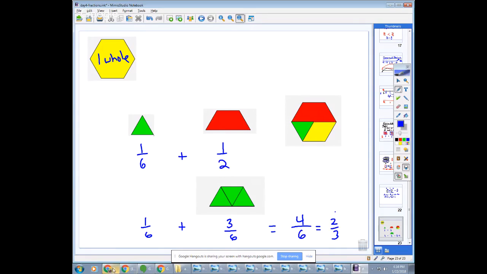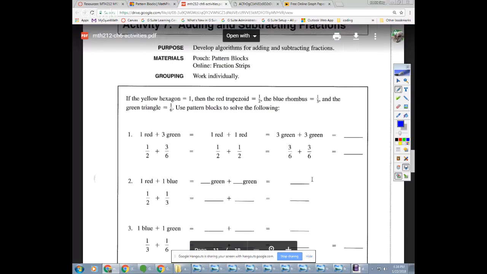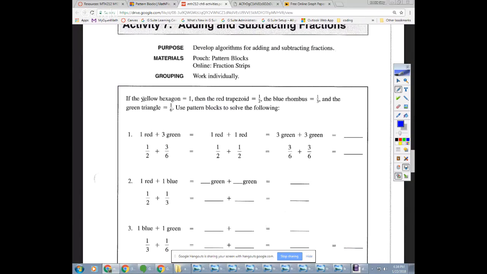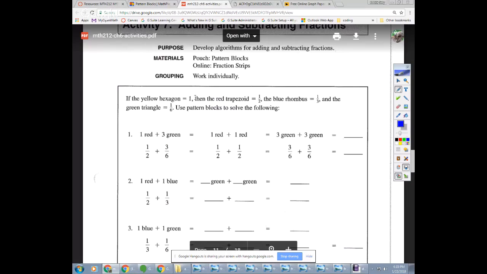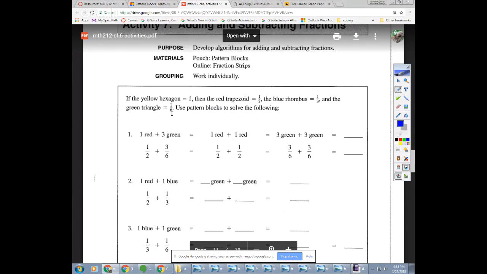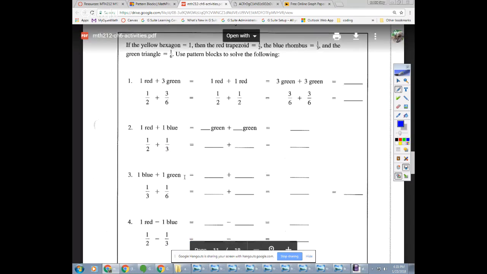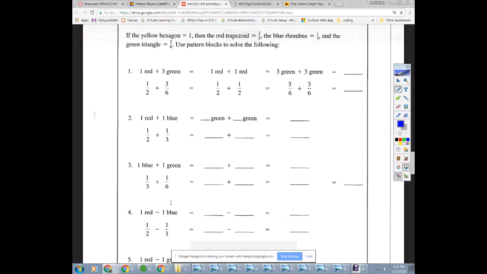So if you could take a look at that. We just did example problem number 1 here. So the recommendation, so again, they're telling us at the top that 1 yellow hexagon is a whole. If that's the case, a red trapezoid would be a half, a rhombus would be a third, and a green triangle would be 1/6. And given a combination of shapes, like a red and a blue, they can be used to model 1/2 and 1/3, or a blue and a green, 1/3 and 1/6.